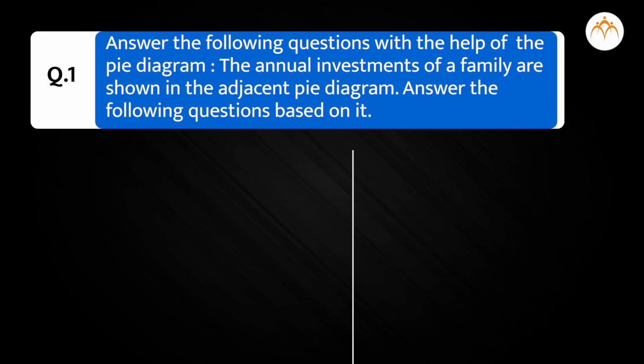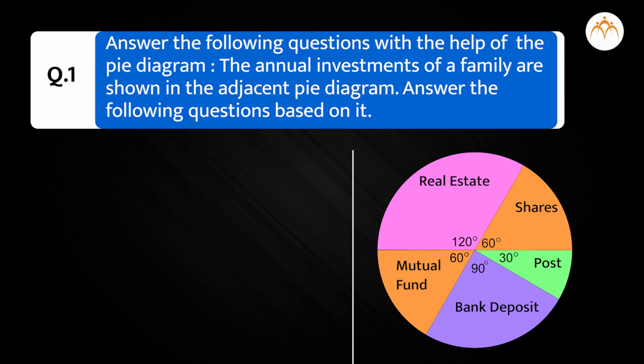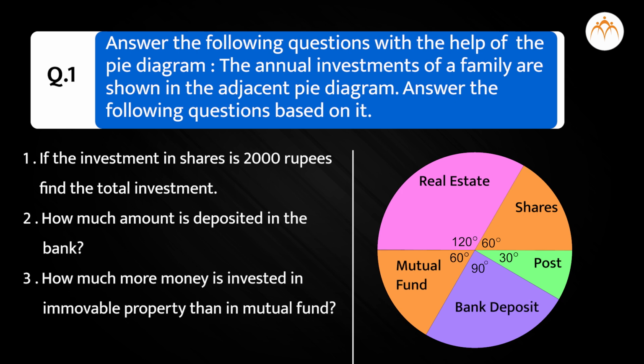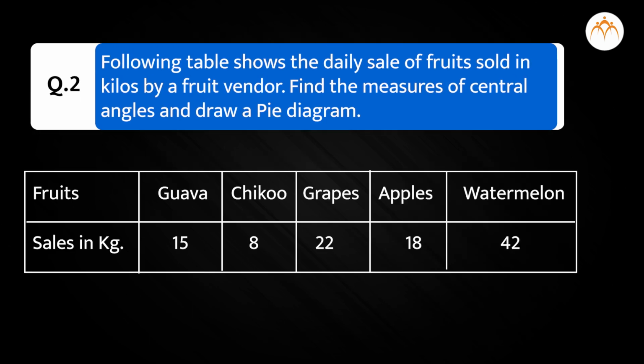Exercise. Answer the following questions with the help of the pie diagram. The annual investments of a family are shown in the adjacent pie diagram. Answer the following questions based on it. If the investment in shares is 2000 rupees, find the total investment. How much amount is deposited in the bank? How much more money is invested in immovable property than in mutual fund? How much amount is invested in post? Second example. The following table shows the daily sale of fruits sold in kilos by a fruit vendor. Find the measures of central angles and draw a pie diagram.